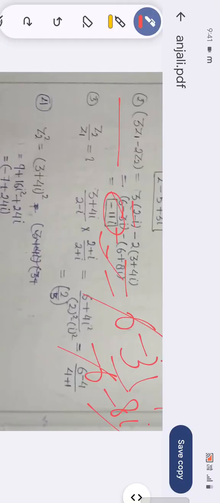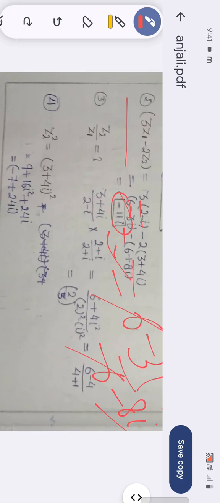And the third is division of complex numbers. Okay, if you are given two complex numbers, 3 plus 4i and 2 minus i, how will we find the value? So we will rationalize the denominator. We multiply numerator and denominator by the conjugate of the denominator. In the denominator we have 2 minus i, so we multiply by 2 plus i in both numerator and denominator.